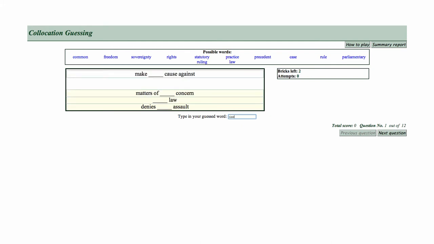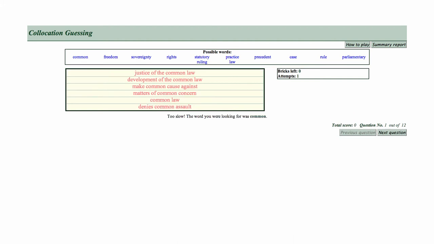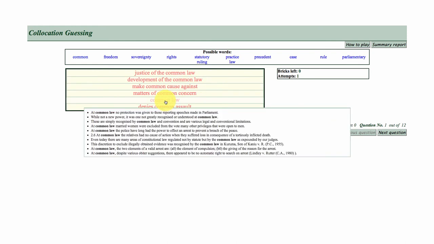case law maybe, okay, so the answer, that was very quick, the answer was common law, denies common assault, okay, common cause, that's another collocation. If you click on the collocation, you can actually see how this collocation has been used across a general English corpus.